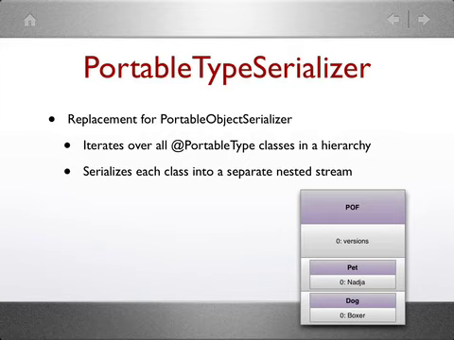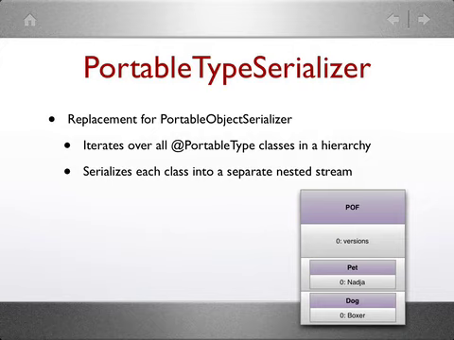And then the last piece of the puzzle is really the portable type serializer, which effectively replaces the portable object serializer that is used for all the classes that implement the portable object interface. What it does essentially is when you give me an instance of a dog, I look at the dog and say, okay, this is class dog, but what about the superclass? Does superclass animal have a portable type annotation as well? Yes.